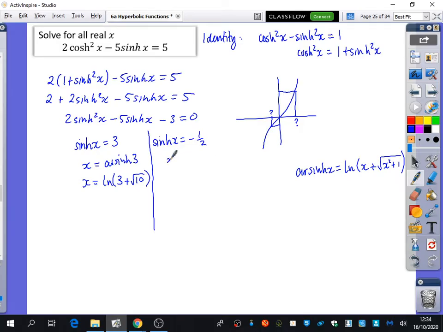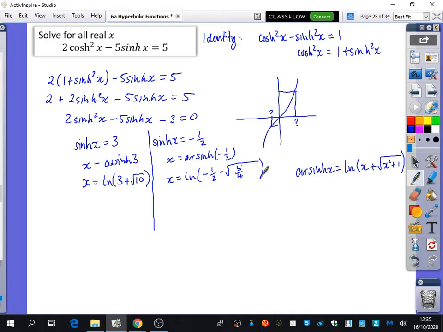So we're going to say that x is equal to arsinh of minus a half. So x is equal to the ln of minus a half plus the square root of minus a half squared plus 1, which is 5/4.